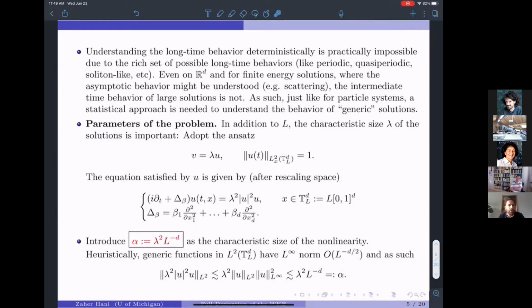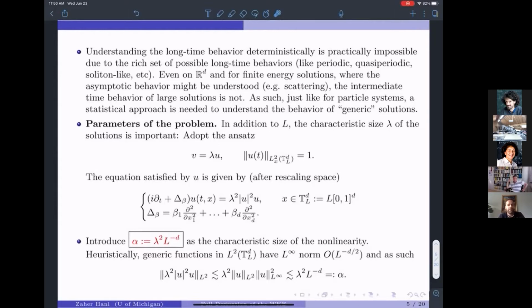Now, even if you set the problem on R^d, and if you think of finite energy solutions on R^d, then in some cases you have a good understanding of the asymptotic behavior. So for example, for the equation that I wrote in dimension, say, 3, we know that asymptotically solutions scatter as t goes to infinity. However, the intermediate time behavior of large solutions is not understood. And this is something that the kinetic theory also can shed light on. It's actually a fascinating fact that we can understand the asymptotic behavior for finite energy solutions on R^d without understanding the intermediate time behavior. So, just like for particle systems, a statistical approach is needed to understand the behavior of generic solutions in this setting. So that's what we'll be trying to do.